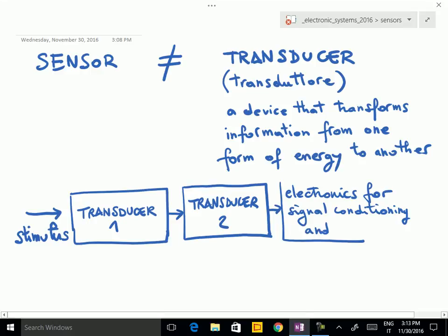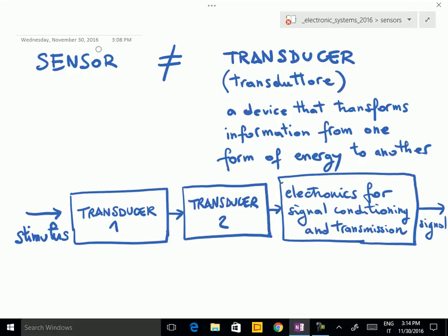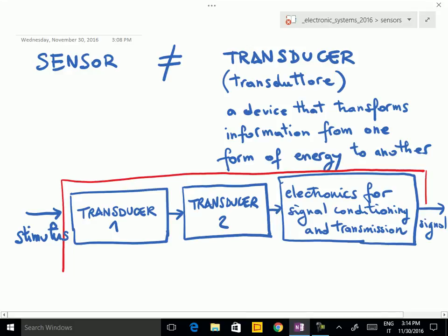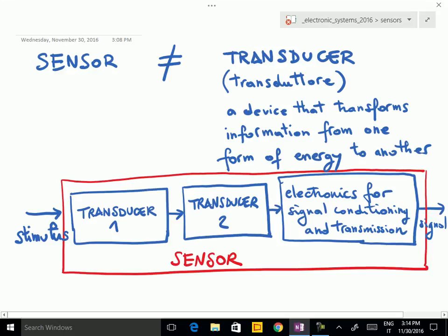Let's say the transmission. And then we have the final signal in a form which can be received by the system. And the sensor is the total system consisting of all the transducers plus all the electronics which is required for conditioning the signal and for transmitting it.